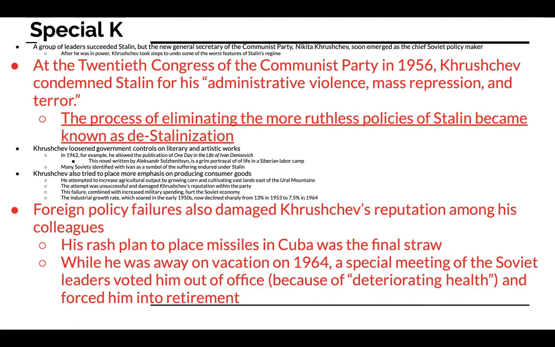And so he spoke out against his boy Stalin, and this process of eliminating the more ruthless policies of Stalin is known as De-Stalinization. That's on your final.